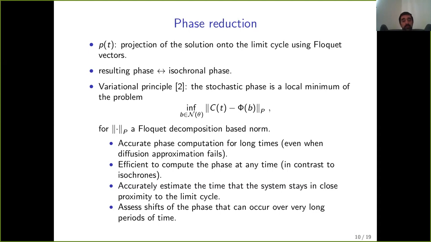The good news from this approach is that the phase computation is accurate for very long times, and also, very importantly for the simulations and for taking samples, it's very efficient to compute the phase at any time. If you want to use isochrons, it's possible, but it's very computationally demanding because you need to pre-compute the isochrons, at least in a naive approach. I also found it numerically very unstable to compute the phase in this system using the isochron approach. So this variational principle is much more robust.